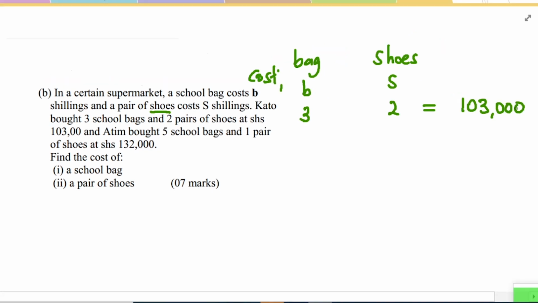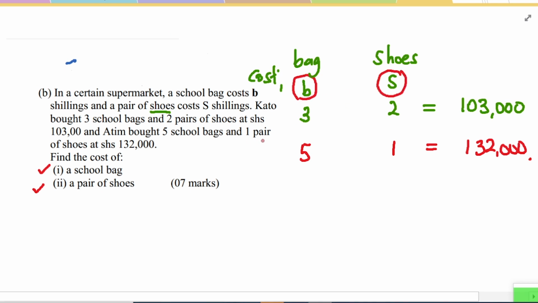Okay. Now this is Kato. Now Ateam, let me use red for Ateam. So Ateam bought 5 school bags and 1 pair of shoes at 132,000. So they want us to find the cost of a school bag and the cost of a pair of shoes. So definitely these are the amounts that were bought. These are the prices, the cost.